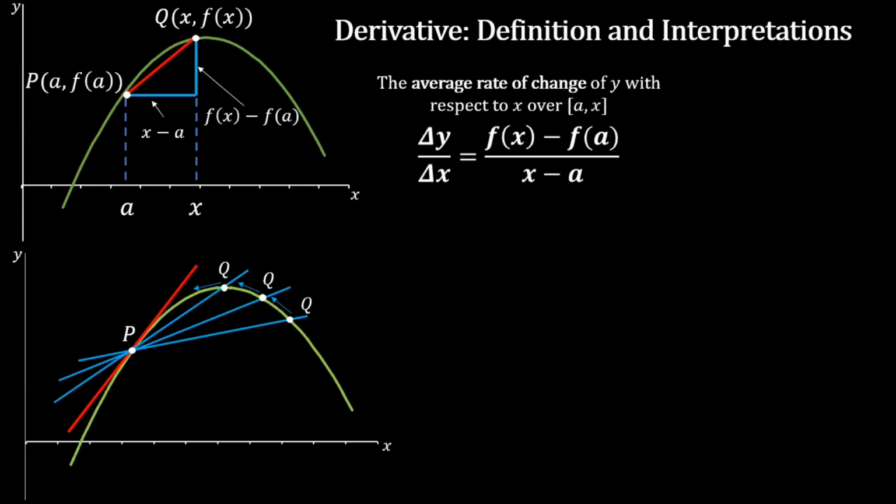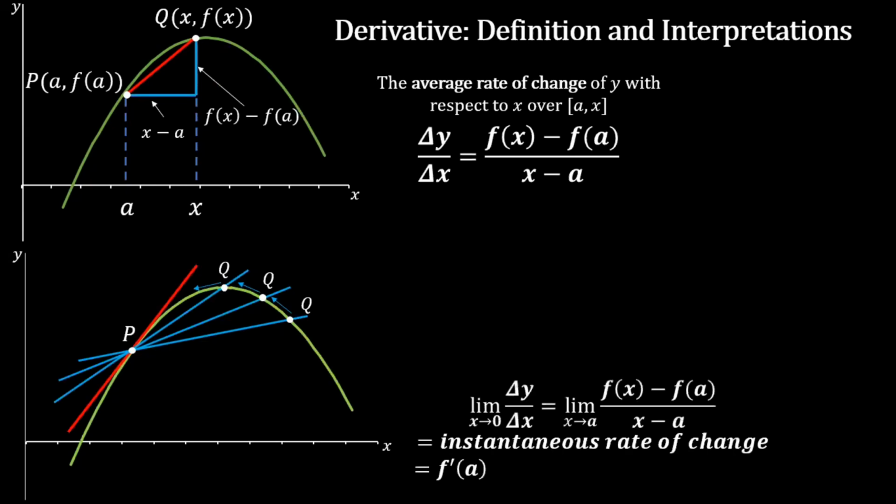Or another way to think of this is that the limit of the average rates of change of y with respect to x is the instantaneous rate of change of y with respect to x at x equals a. Notice this limit is the derivative of f of x at x equals a, or f prime of a.